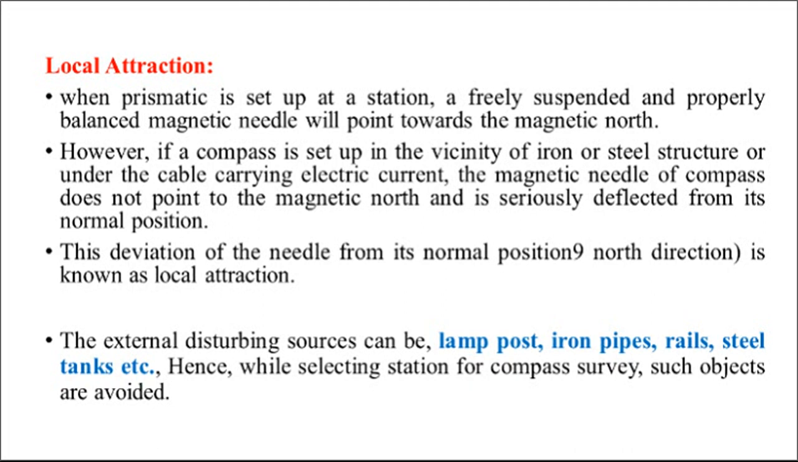The external disturbing sources can be lamppost, iron pipe, rails, steel tank or steel structures, etc. Hence, while selecting a survey station in case of compass survey, we should avoid such objects or such disturbing stations.